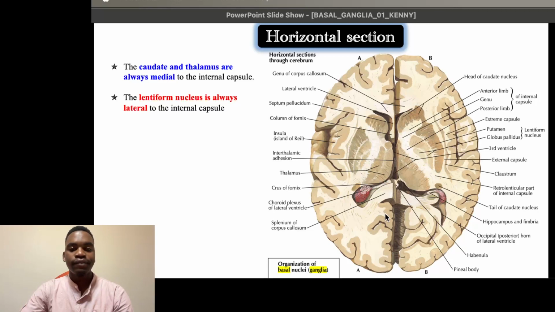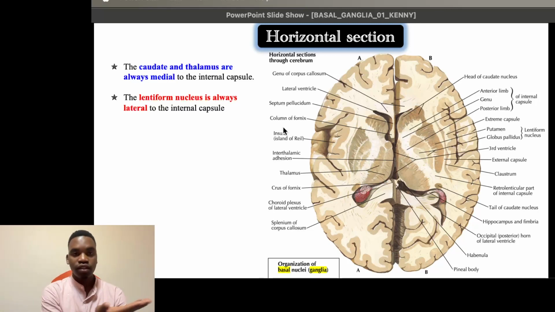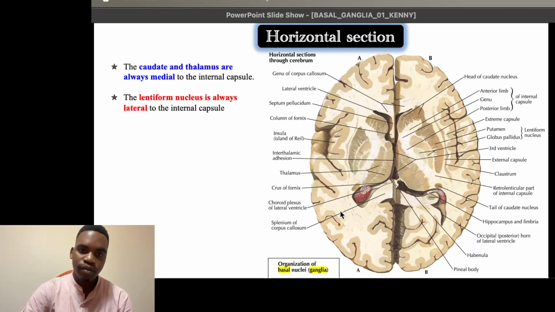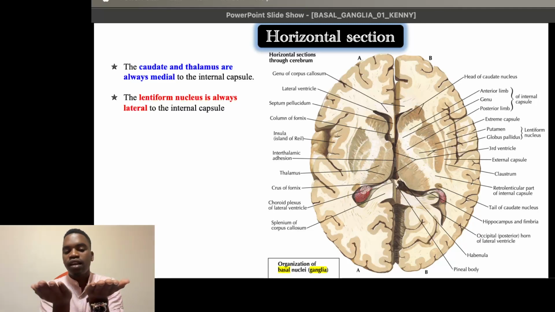Now let us have a view of the horizontal section. We have two levels here. The section through the left hemisphere is at a different level from the section through the right hemisphere. Why? Because this one is a little bit higher and this one is a little bit lower.